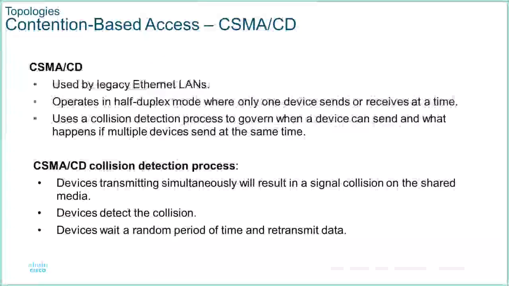So what happens if we detect a collision? Well, we send basically a blocking signal, and every device on that bit of shared medium then goes into a random back-off timer, which basically says you will be quiet for X amount of nanoseconds before you attempt to resend information.